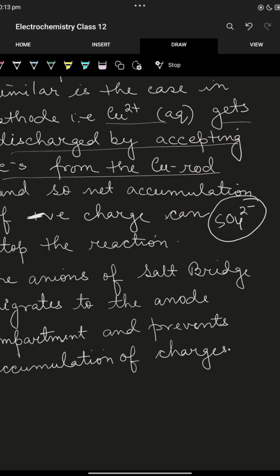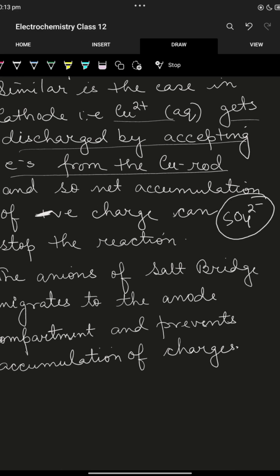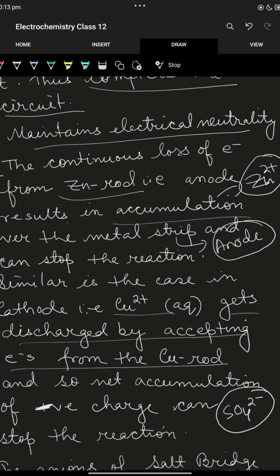So to remove the sulfate ion, the positive part of the inert electrolyte migrates to the chamber, and to remove the zinc ion, the negative part of the inert electrolyte migrates to the chamber. The anions of the salt bridge migrate towards the anode compartment and prevent the accumulation of charges, and the cations migrate towards the cathode chamber to prevent the accumulation of charges, and thus it maintains electrical neutrality.